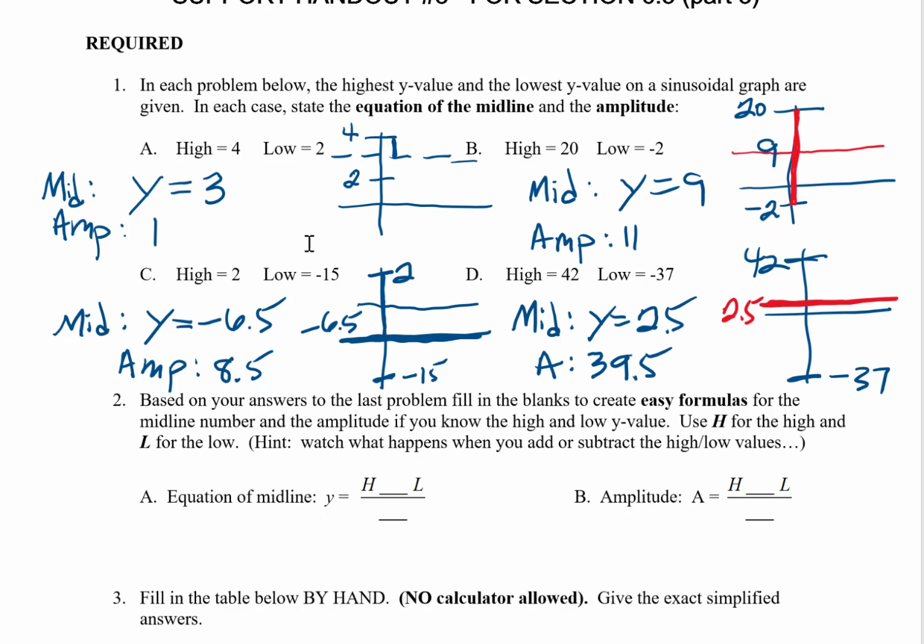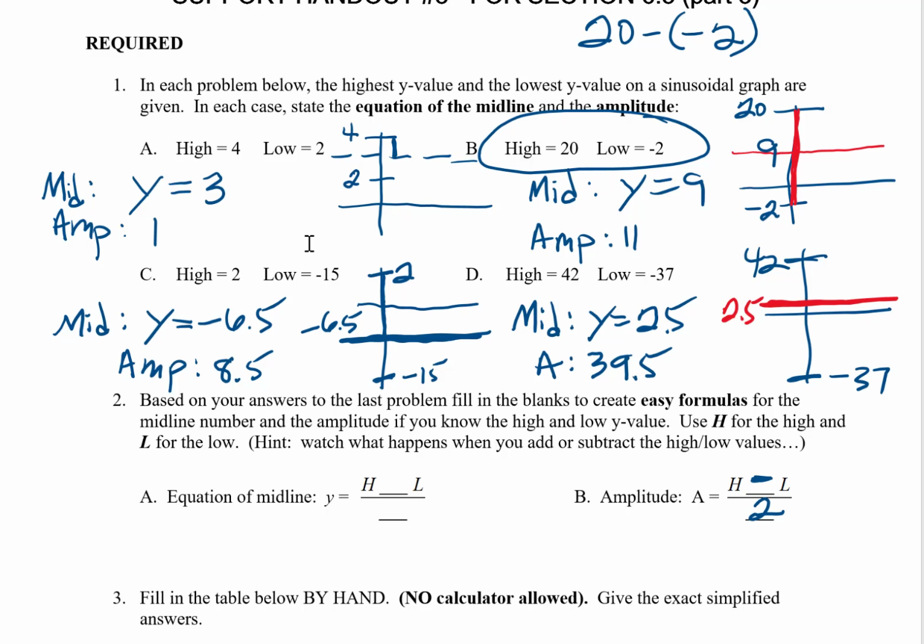Let's actually start in part B, because this is what we were doing to find the amplitude. We were subtracting the high value minus the low value. For example, in part B up here, we did 20 minus -2. Now, that's not exactly how we thought about it, but that's what we did. We subtracted those two numbers to get that 22, and then we cut it in half in order to get the amplitude. And that works every time. Just take high minus low, get an answer, divide that by 2, there's your amplitude. What about the midline?